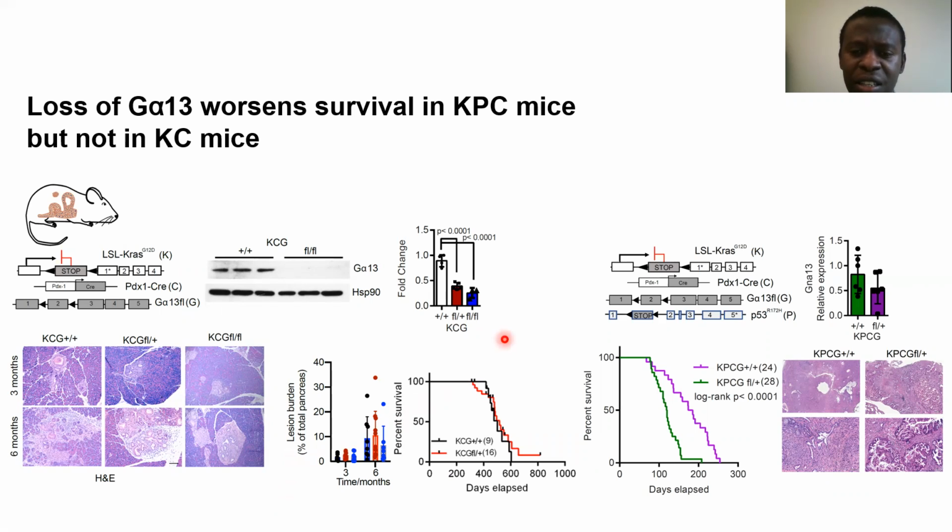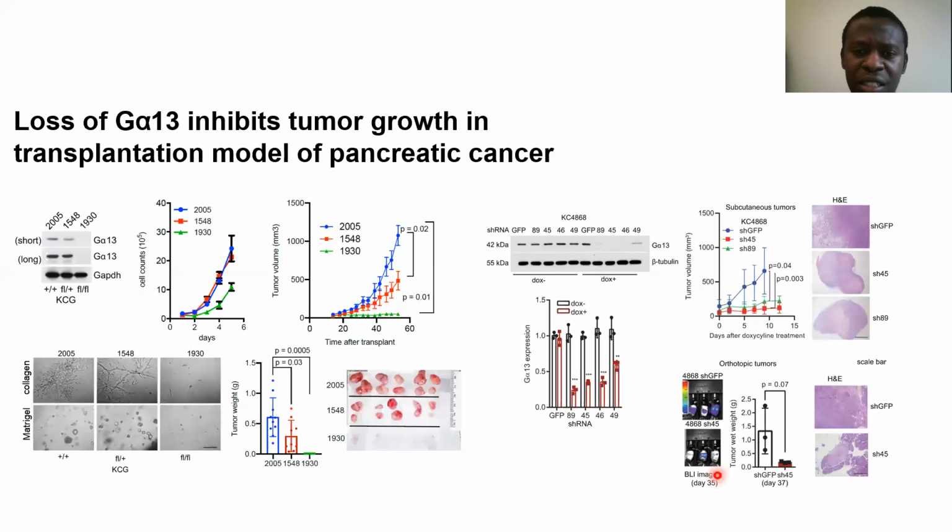We then investigated the effect of Gα13 loss in the KPC mouse model. And in this context, we saw that loss of a single copy of Gα13 results in worse survival of these mice and more advanced tumors.